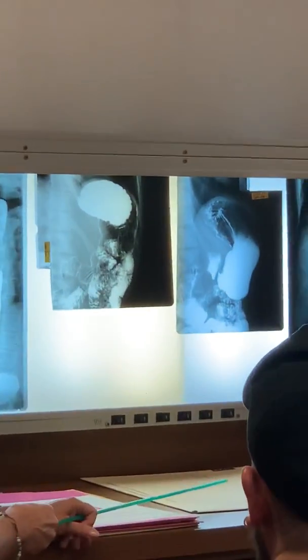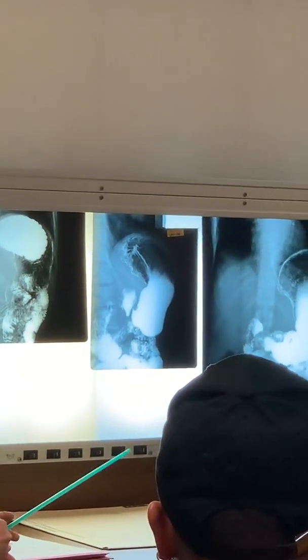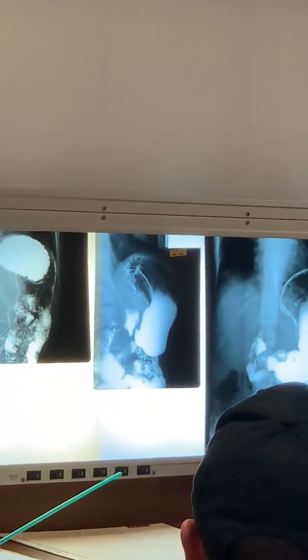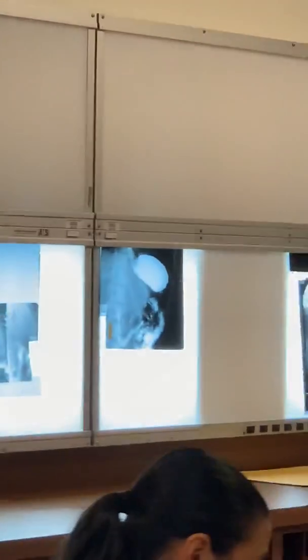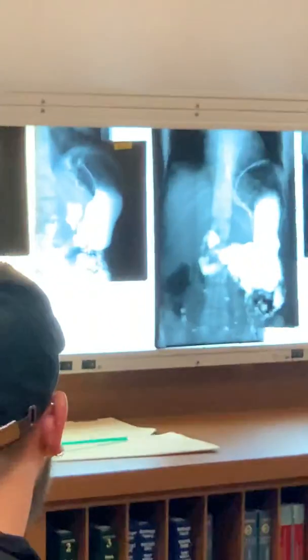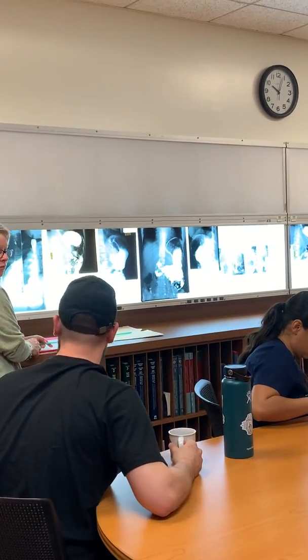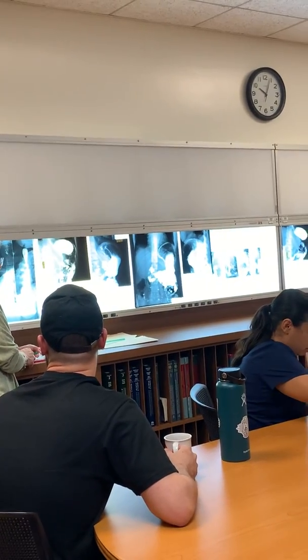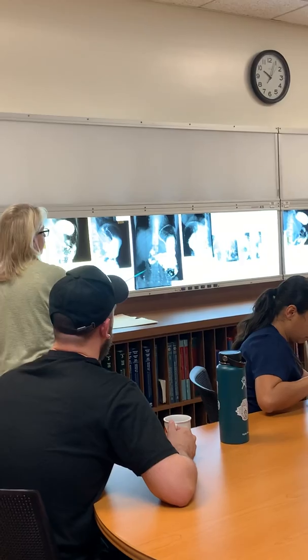Question real quick. So you said the colors are inverse only on the TV monitors, right? Correct. So on this, the barium is white, the air is black like normal? Right. On a regular image, that's what it would be, yes. So we see air in the fundus here, so what would you say that was? So it's upright, supine or PA? Or prone? This one's prone, okay?